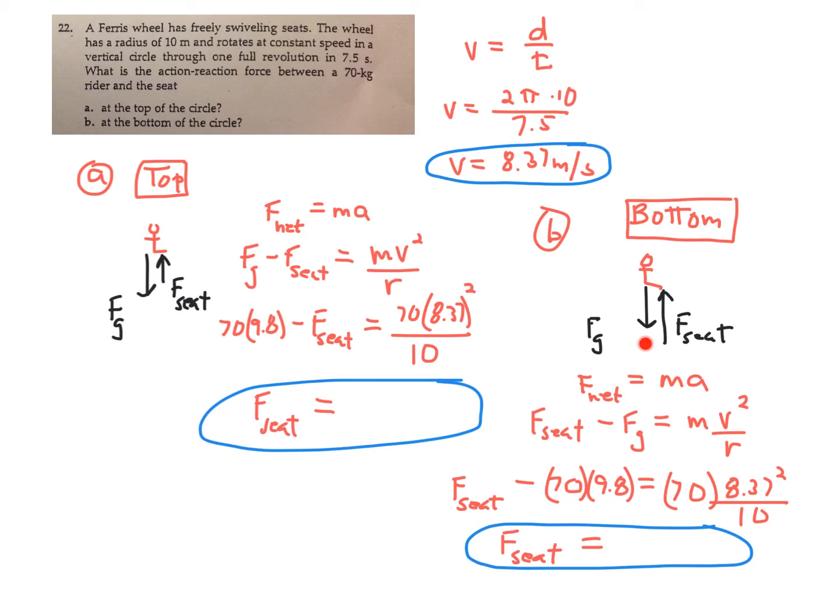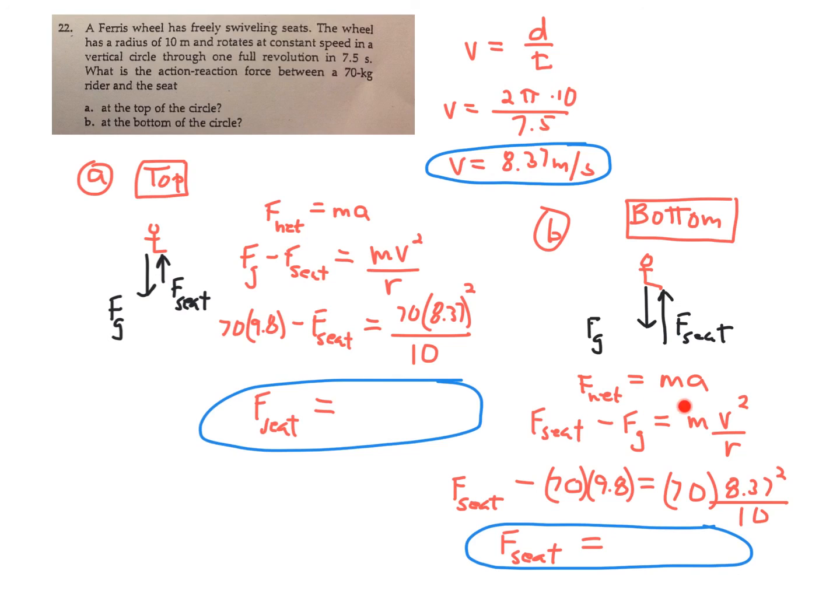At the bottom, once again, the center of the circle is up here above you. Force of gravity hasn't changed. It's still down, same magnitude as before, but the force of seat is now greater. Once again, think about this. When you go into a dip on a roller coaster or in a car, you feel a little heavier for a brief moment because the seat has to exert a bigger force on you than gravity.